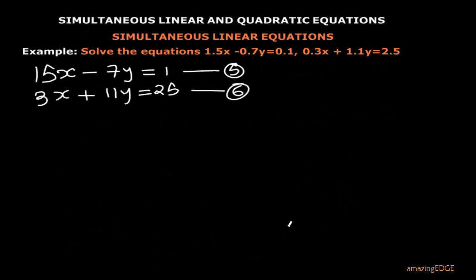So now this is the equation we are working with, equations 5 and 6. You go by elimination. Suppose you want to eliminate x, then here is 15. You can also make here to be 15.